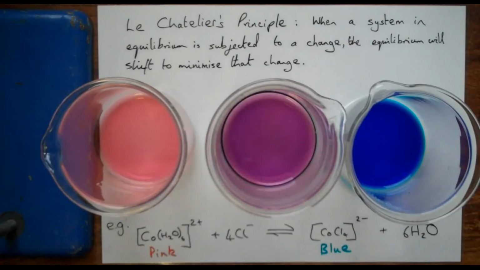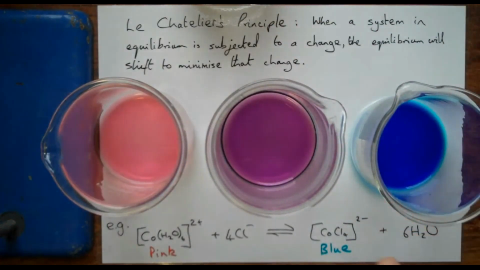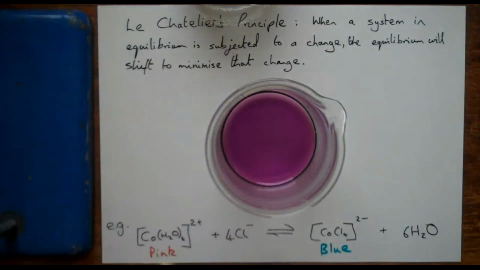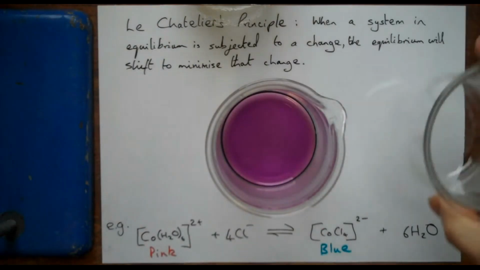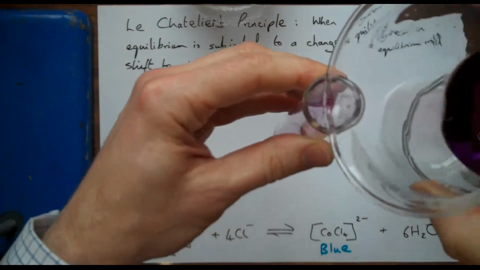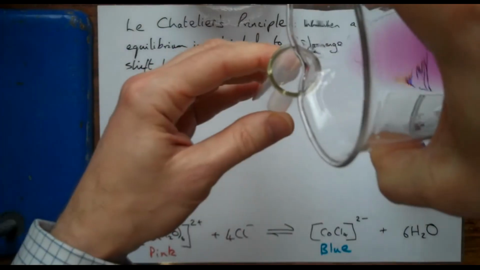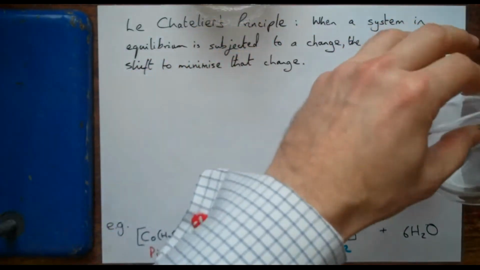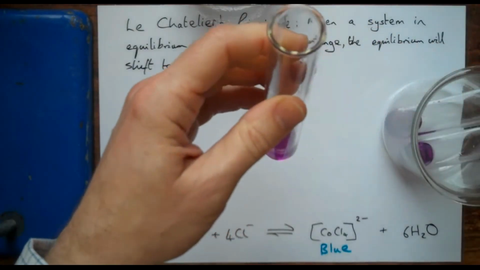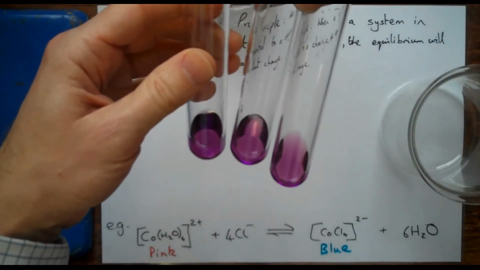Another thing to notice with Le Chatelier's principle is the effect of temperature. Now, if I just move my blue chloride substance and my pink water substance out of the way a minute, I'm going to take my mixture here and put it in 3 separate boiling tubes. And I want about the same amount in each. Try and do a fair test. It doesn't have to be exactly the same. There we go. Similar amounts of 3 purple solutions.